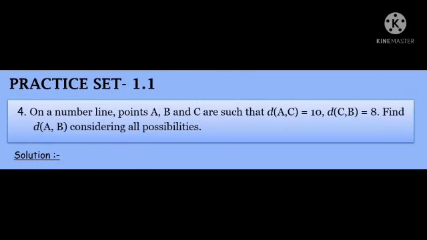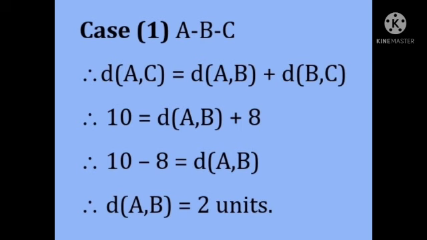Question number 4. On a number line, points A, B and C are such that distance of AC is equal to 10, distance of CB is equal to 8. Find distance of AB considering all possibilities. Solution. In case 1, A-B-C.